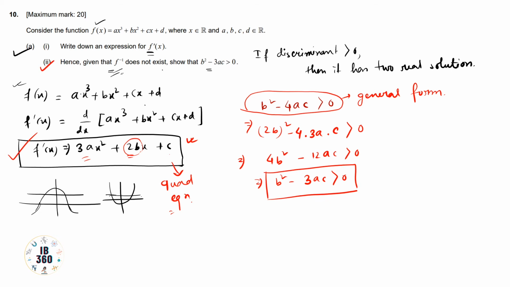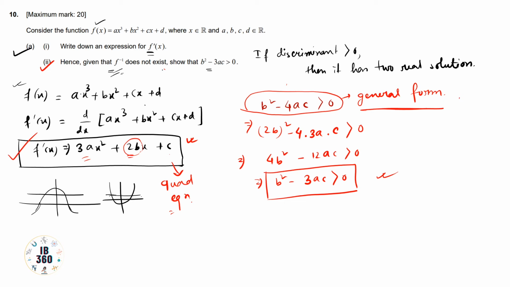Given that f inverse does not exist, b square minus 4ac greater than 0 will be there. I have told you that this is the general form, so don't be puzzled by this form. We will put the values from the actual equation and we are getting this. So this is our answer.